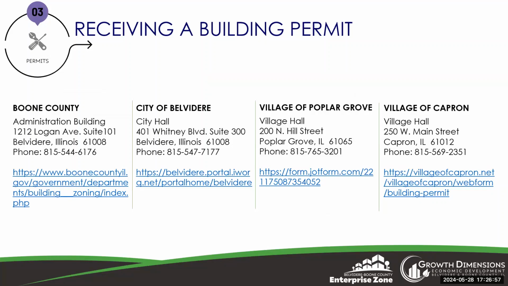Prior to Growth Dimensions processing the Enterprise Zone application, we will need to capture the date the permit was issued for the project. Once Growth Dimensions receives your Enterprise Zone application, we will connect with the building department where the permit will be issued to let them know that you are eligible for the half-cost permit. Once the business is issued their building permit, we can proceed to issue the building material exemption certificates. We have a quick reference on this slide to show where to go for your permits, depending on where your property is located.